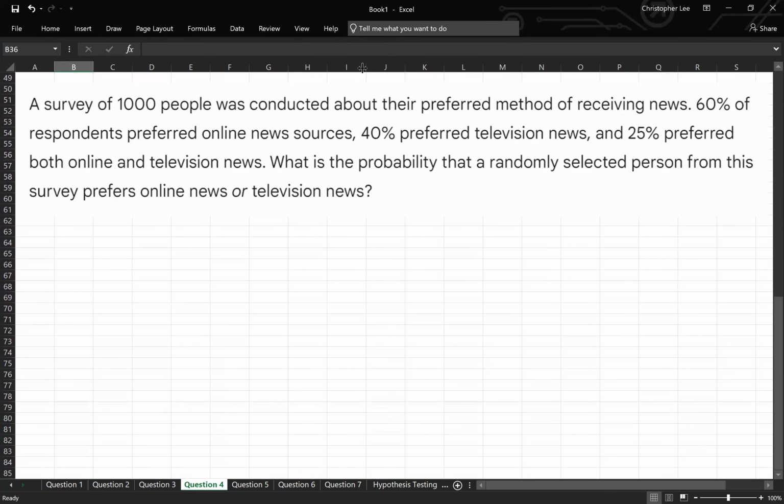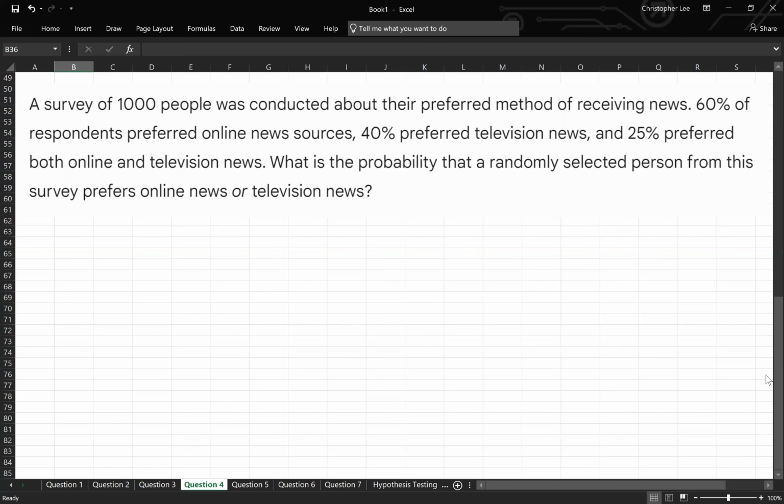All right, let's look at this one. A survey of 1,000 people was conducted about their preferred method of receiving news. 60% of respondents preferred online news sources, 40% preferred television, and 25% preferred both, right? What is the probability that a randomly selected person from this survey prefers online news or television news?